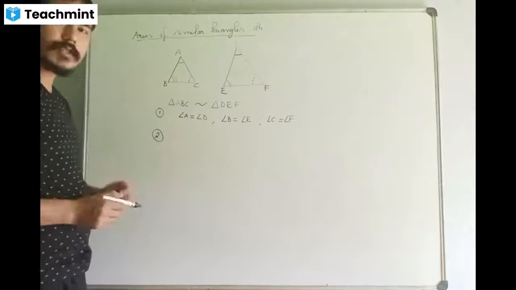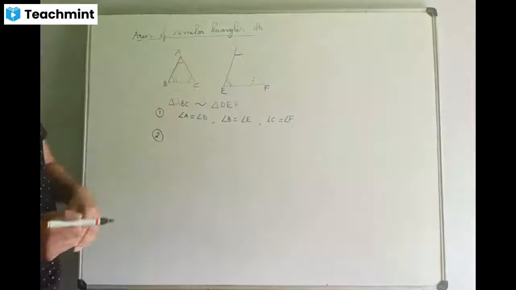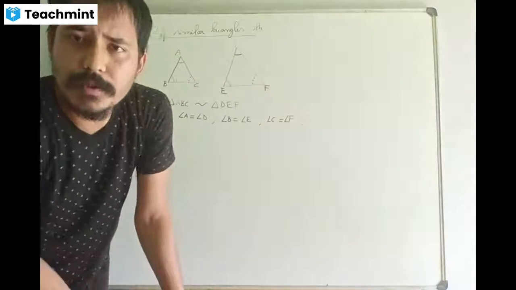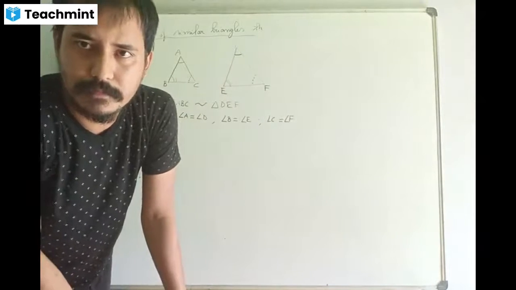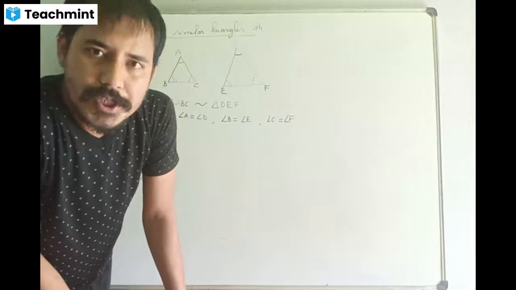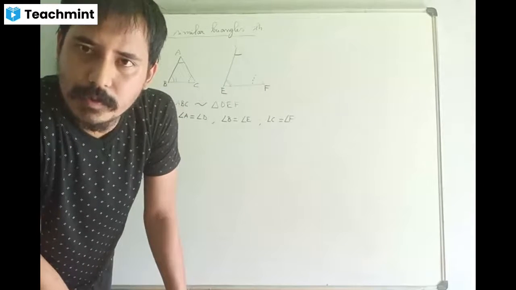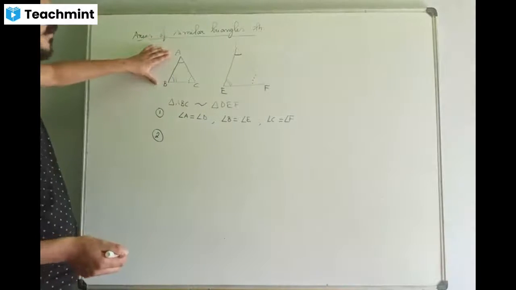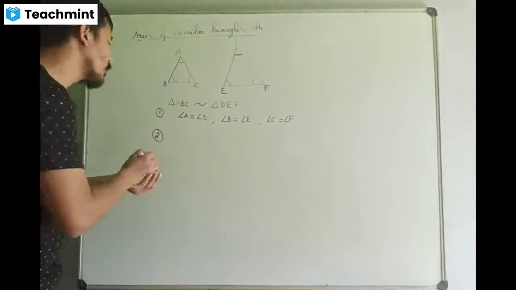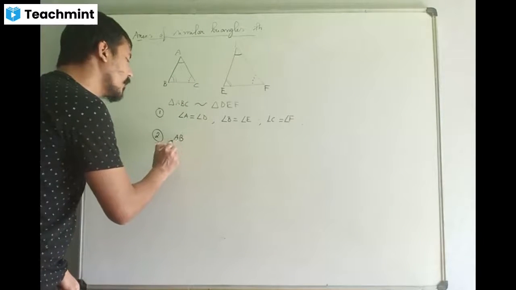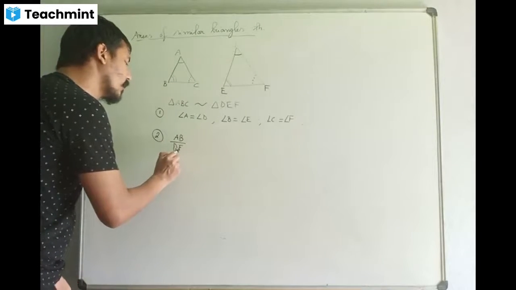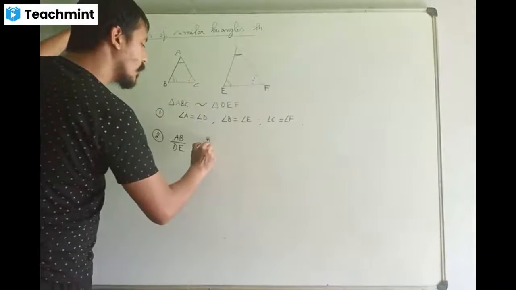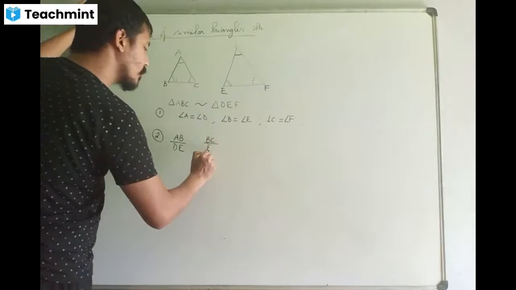The second thing, also, if two triangles are similar, then the ratio of their corresponding sides will be in proportion. I'll repeat. Ratio of their corresponding sides will be in proportion. Means, here the side AB corresponds to DE. So you write the ratio AB upon DE. Here the side BC corresponds to EF. So we write the ratio of these two sides.